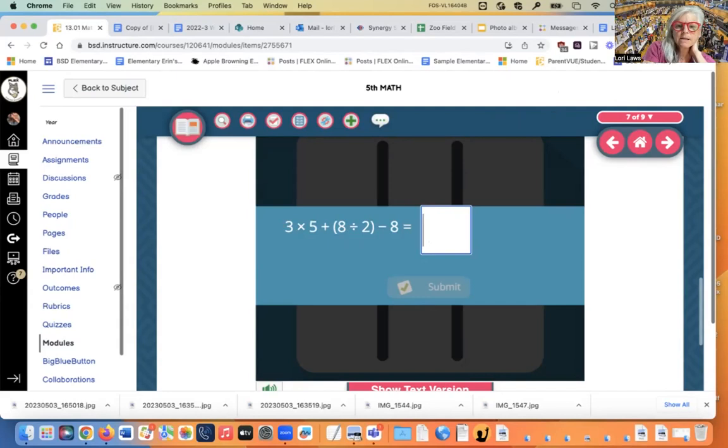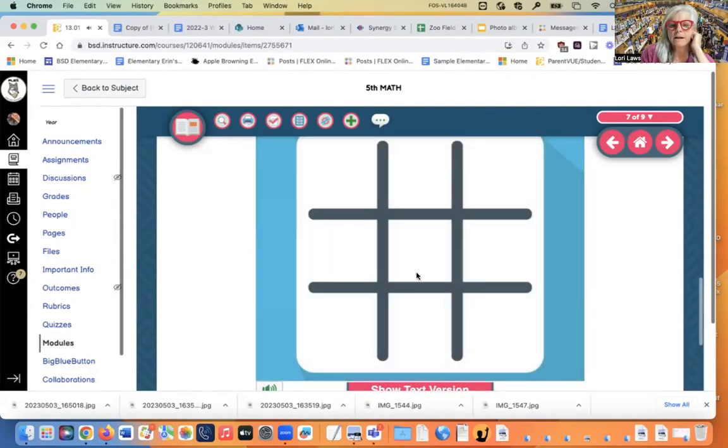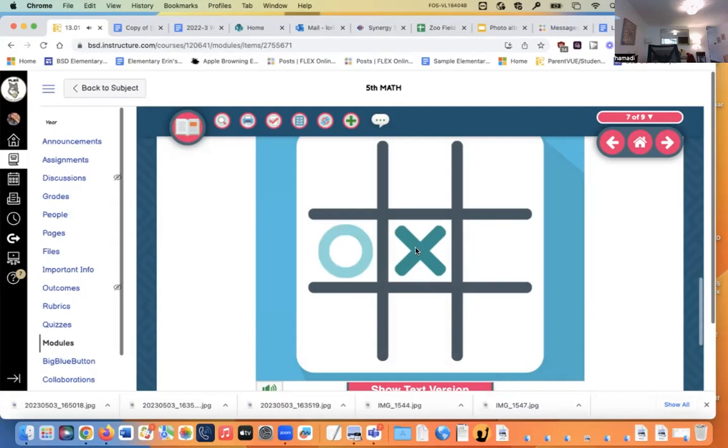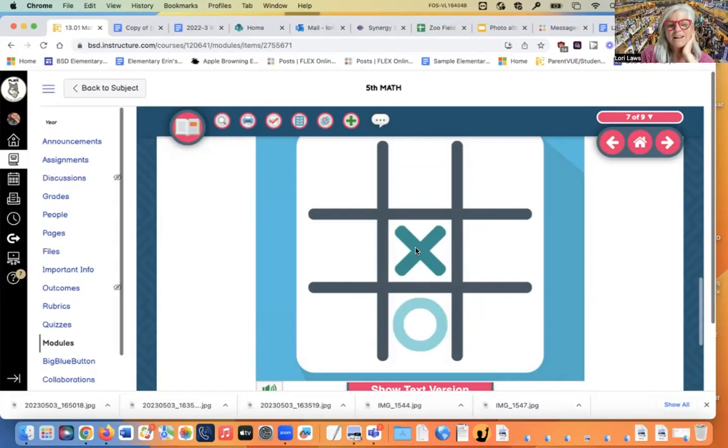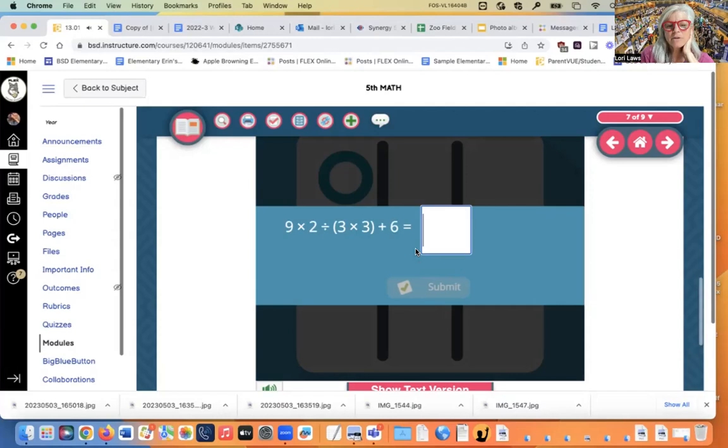19 minus 8 equals 11. Is that right? Yeah, 11. Let's see. We get to put our X in. Yay. Wow, it's taking it forever to choose its spot.